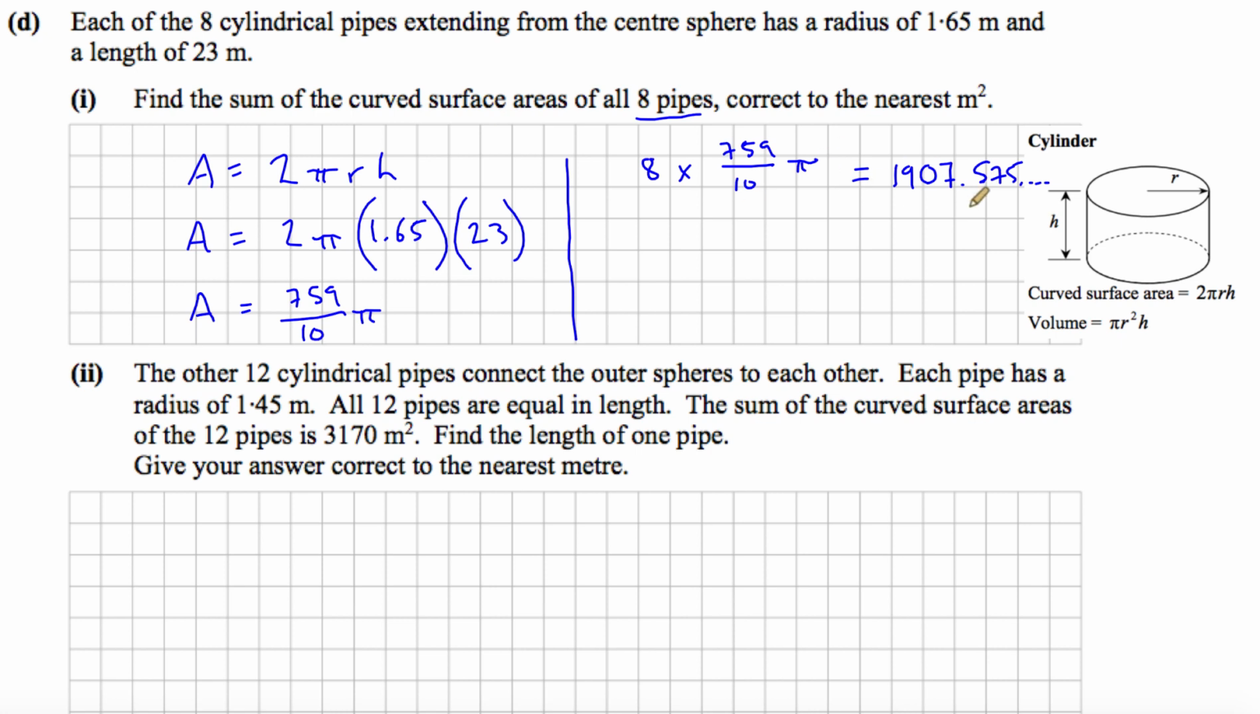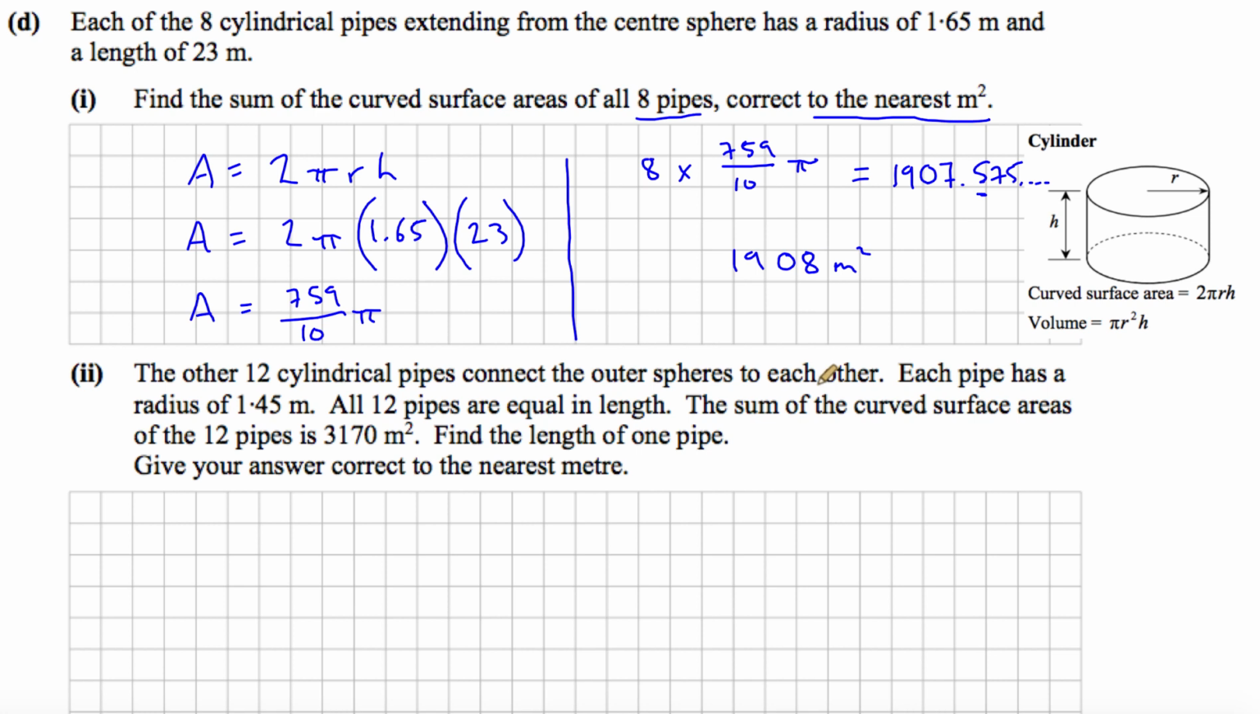When I press the SD button, it gives me this, but they want to know what it is to the nearest meter. So I look to the digit after the decimal. Does this 5 affect the 7 in front? Yes, it does. So my answer is 1908, and this is meters squared.